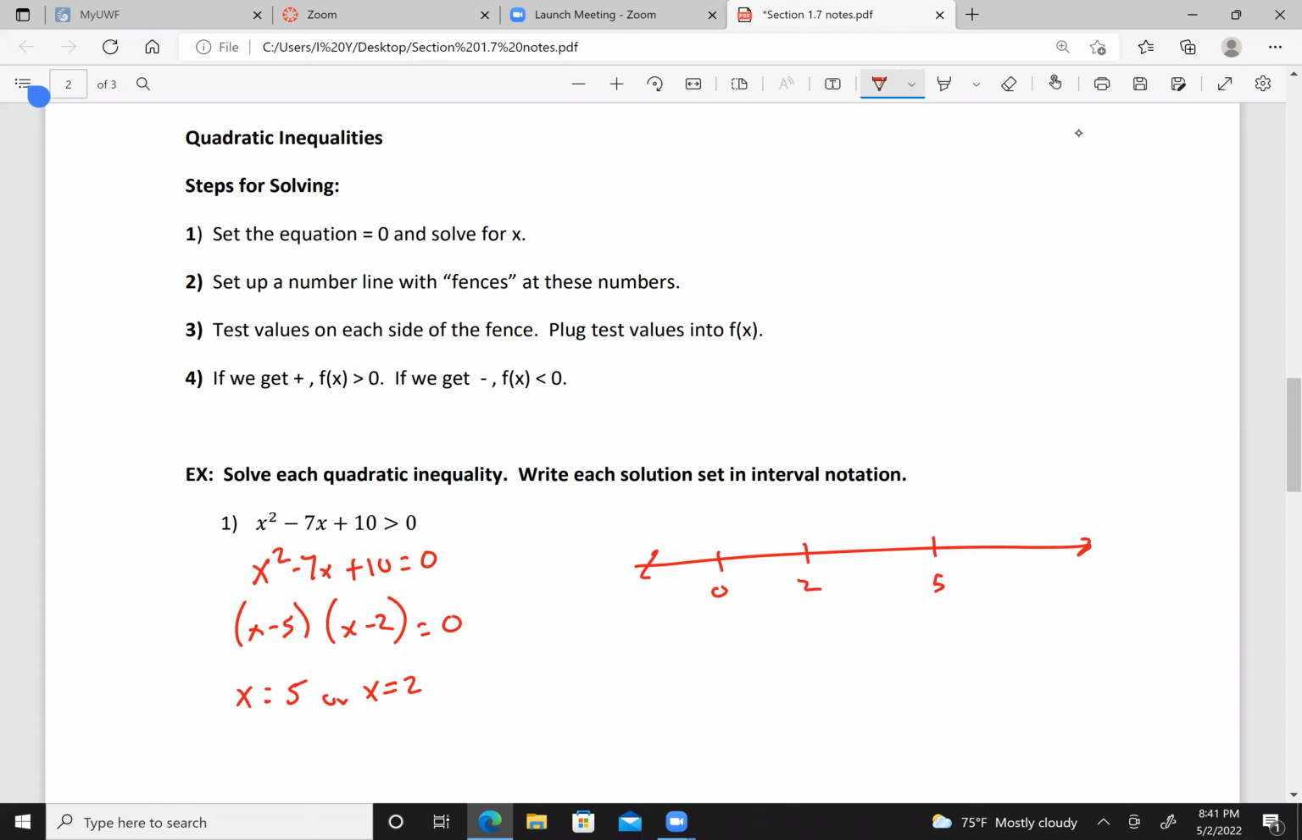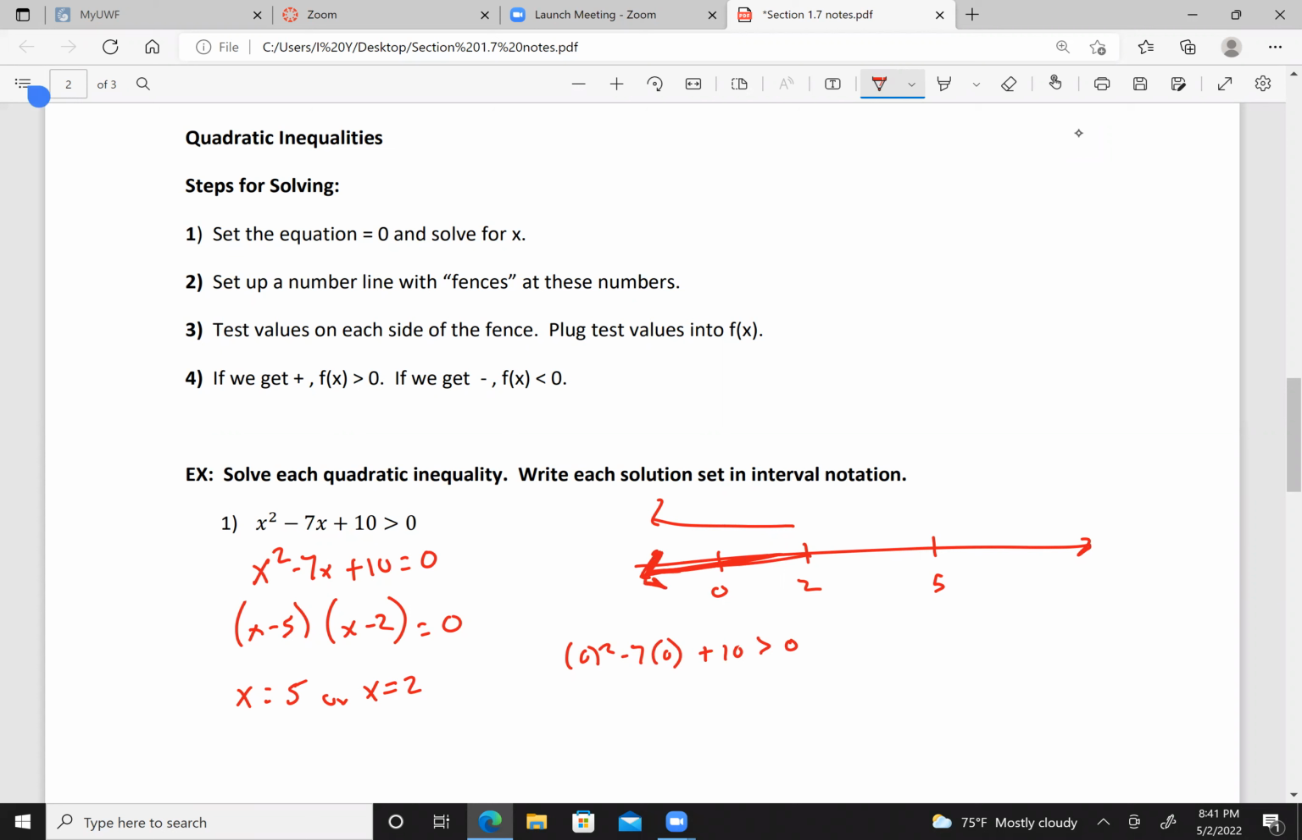Now we have 3 areas to look at here. We have this area here that's less than 2. So heck, let's plug in 0. That gives me 0 squared minus 7 times 0 plus 10 is greater than 0. That is correct. So that tells us that this part is part of the solution.